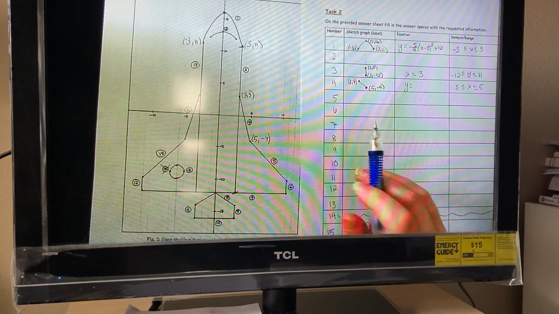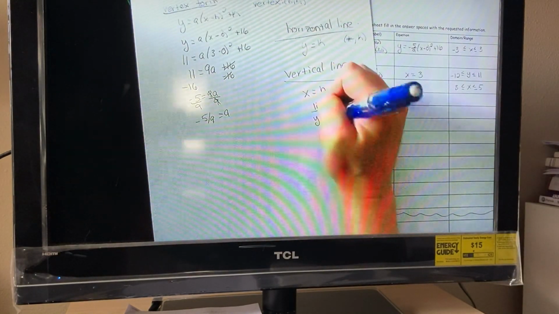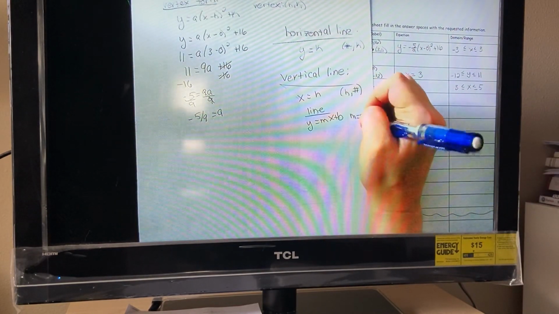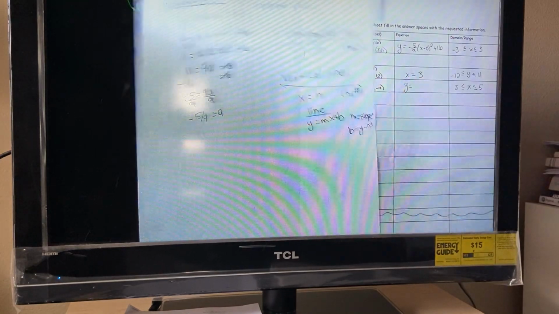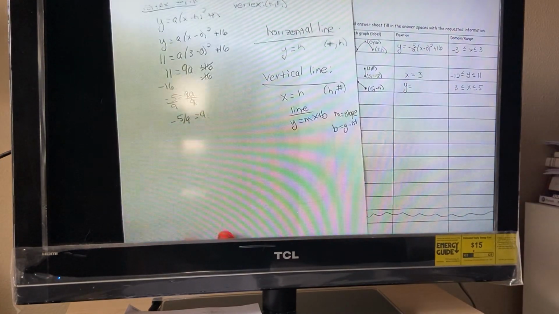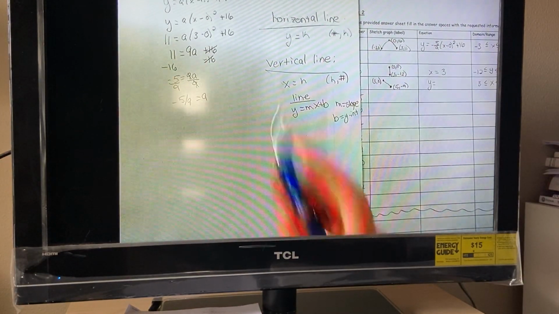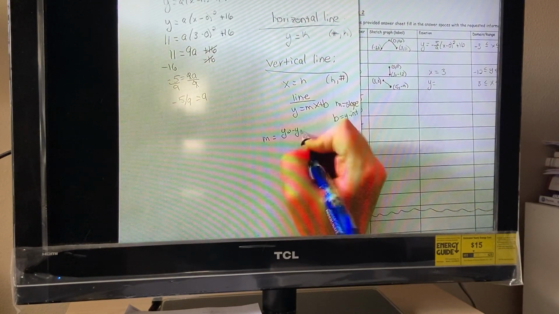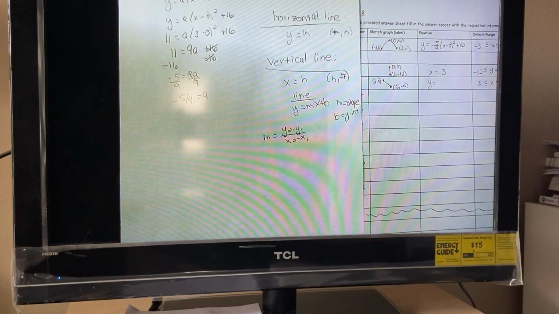So I need 2 bits of information for a line. All right, normal lines are y equals mx plus b, where m is the slope and b is the y-intercept. Okay, so I need the slope and the y-intercept. Well, I have the points. So I can easily find the slope, right? Because the equation for slope is this, rise over run.